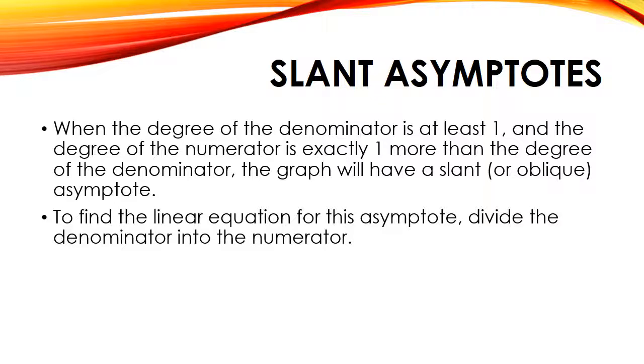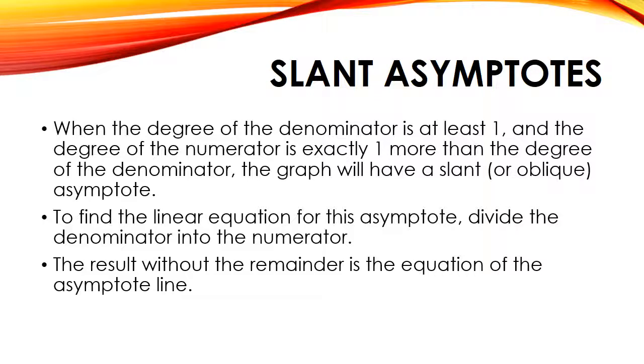And to find it, what you're going to do is you're going to divide. You'll probably have to use long division, although you may be able to use synthetic. But you divide the denominator into the numerator, and the asymptote is going to be the answer to that division problem without the remainder. So you just leave the remainder off, and the quotient itself, without the remainder, is the equation of that line.